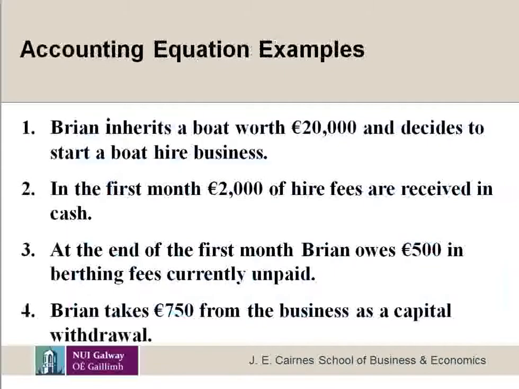If we look at a slightly more complex example, we have Brian. So Brian inherits a boat worth 20,000 euro and decides to start a boat hire business. So in the first month, 2,000 euro of hire fees are received in cash. And at the end of the first month, Brian owes 500 euro in berthing fees that are still unpaid. And lastly, Brian decides to take 750 euro from the business as a capital withdrawal.